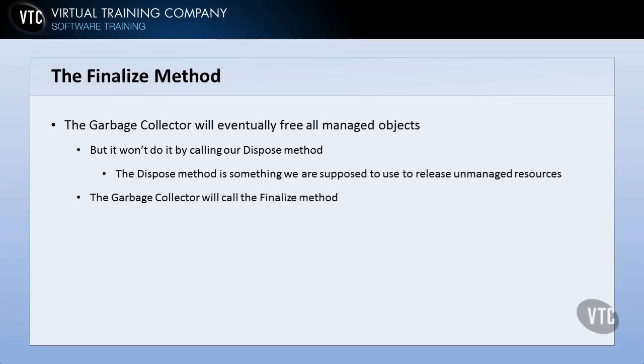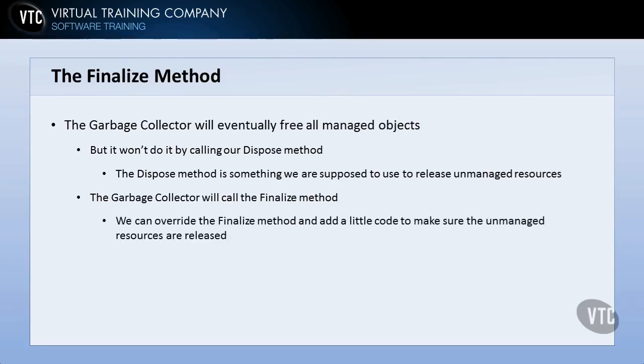Now, the garbage collector, whenever it gets ready to clean out all the managed objects, is going to call the Finalize method. Now, we can override the Finalize method and add a little code of our own just to make sure that the unmanaged resources do get released. So, if somebody forgot to call the Dispose method, then we can write a little code in Finalize that says, hey, just make sure those unmanaged resources are taken care of, okay?